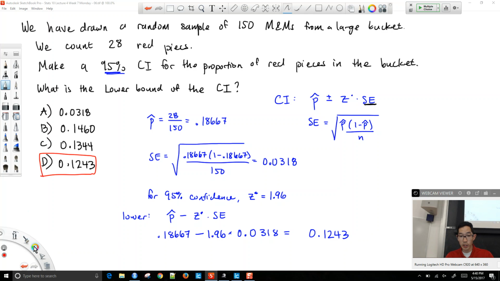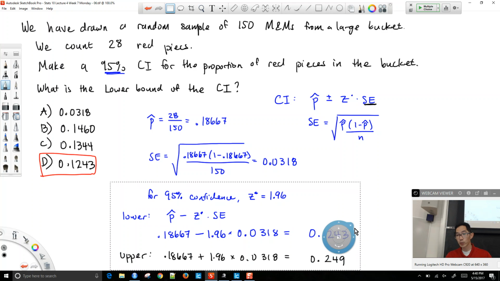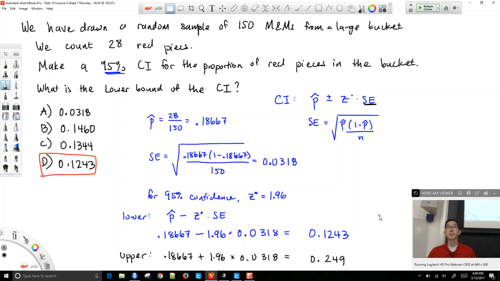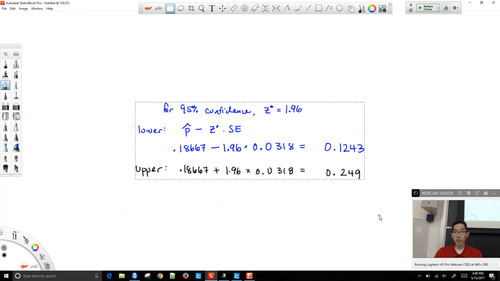Answer choice D. The upper bound will be 0.18667 plus 1.96 times 0.0318. And that gives me 0.249, something like that. So my 95% confidence interval is basically 0.1243 to 0.249. Is that okay? All right, and so let me just put up the interpretation for this.